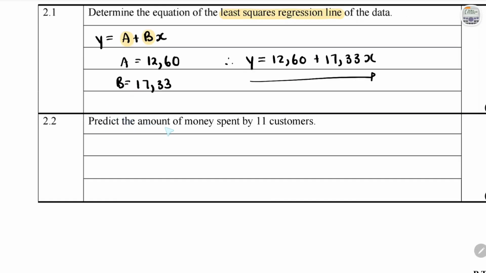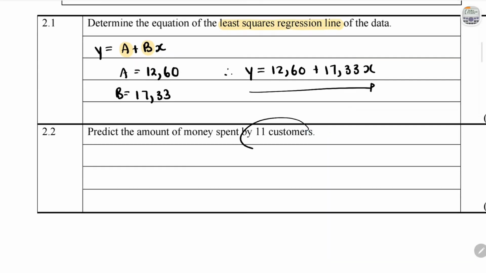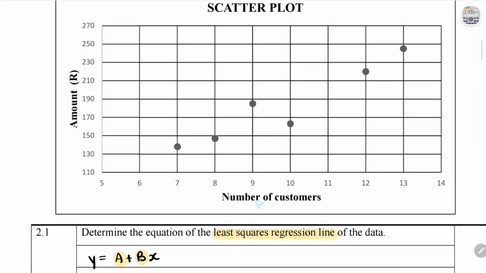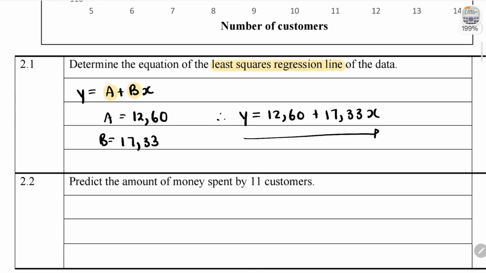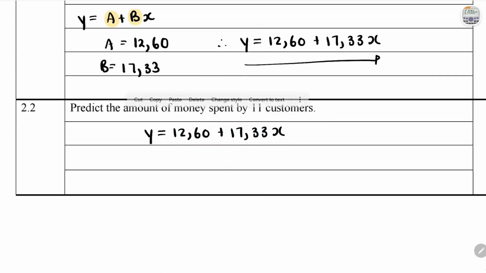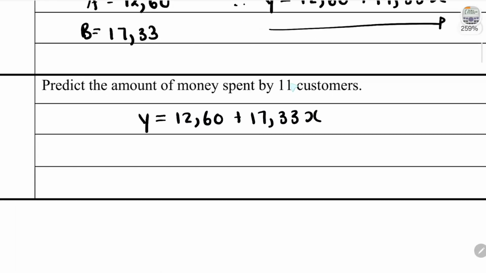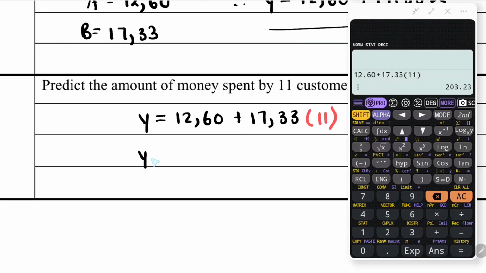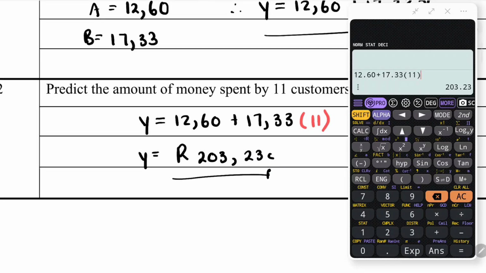Question 2.2 says, predict the amount of money spent by 11 customers. So the customers, that is specifically the X values. So we already got the equation of the least squares regression line, and we can just take that, and in place of X, since X is the customers, we can substitute 11. So this is Y equals and all of that, and then times 11, and let's find out what we get here. Okay, and we can see that the amount that would be spent would be about 203 Rand and 23 cents. Okay, so that is our answer.